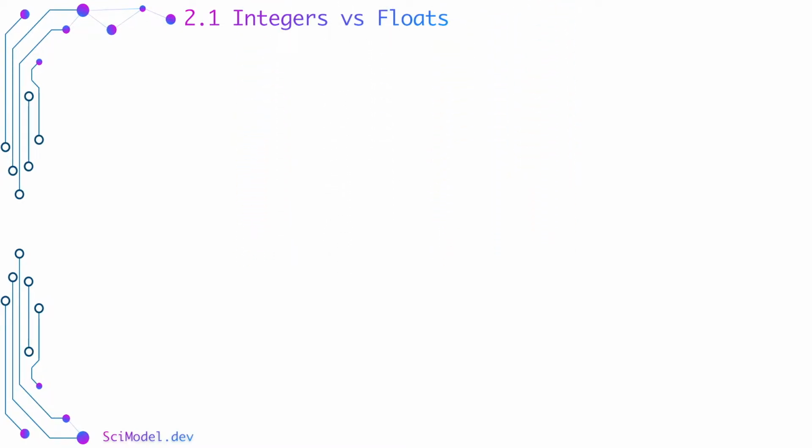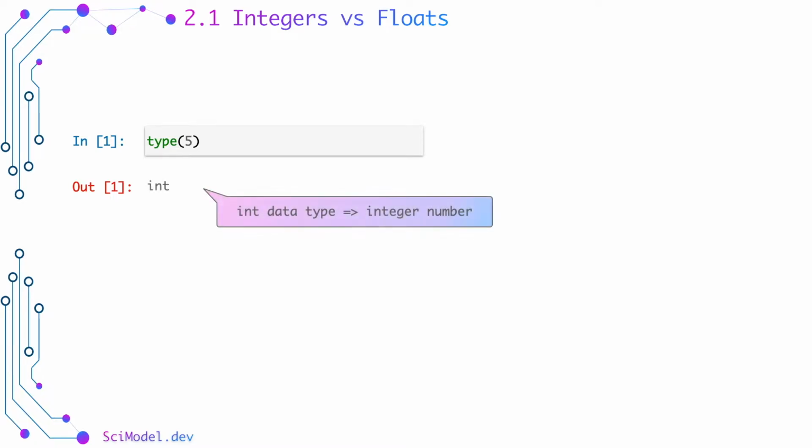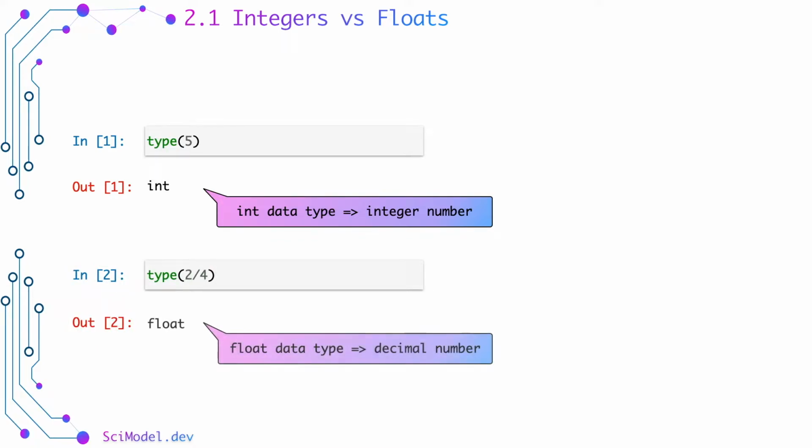Now, Python allows you to check the data type using the type function. For example, to check the type of the integer number 5, you should write type of 5 in the code line and you will get int data type, which is an abbreviation for integer data type in Python. Also, if you check the data type of the division 2 divided by 4, you will get a float result since the output of this division is a decimal number.